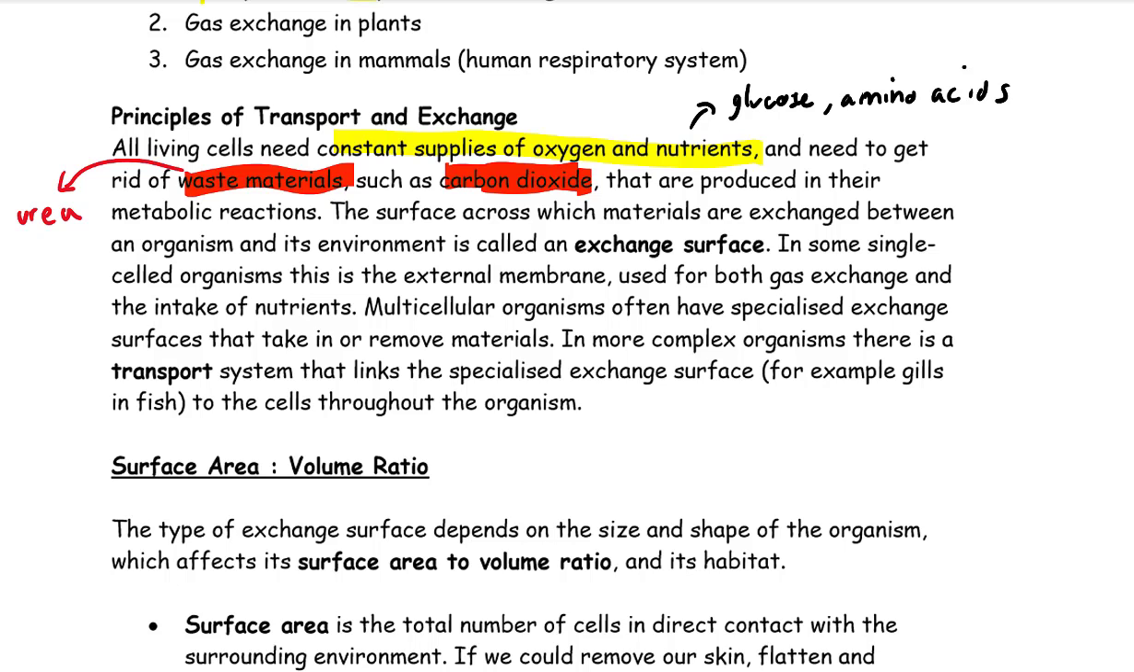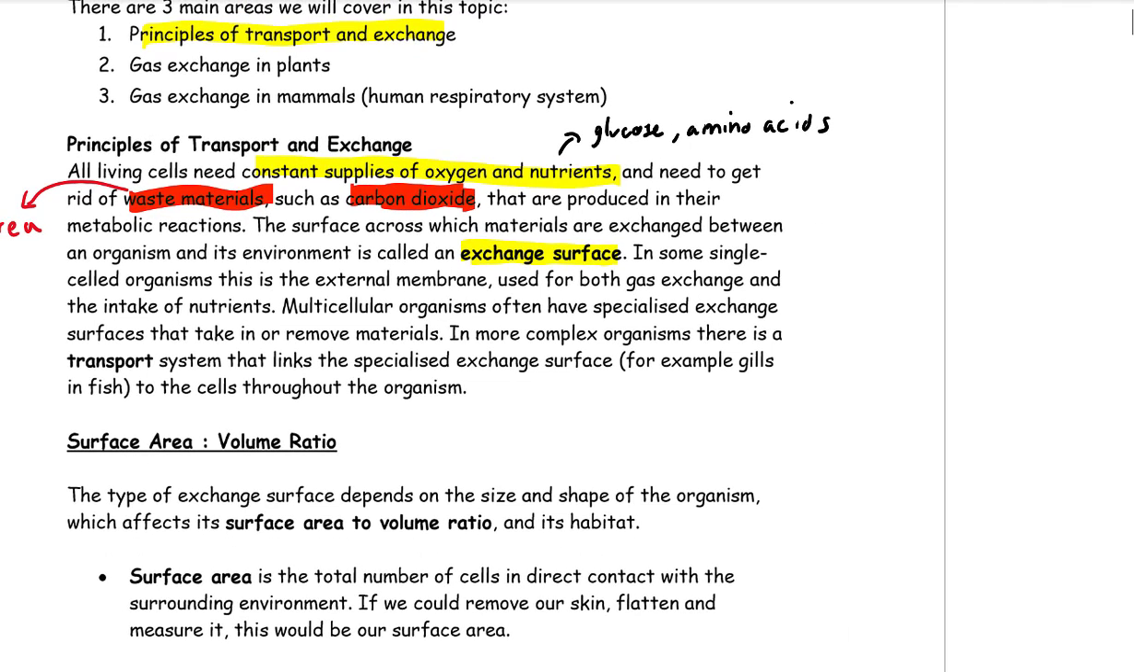Now, to be able to do that, organisms need an exchange surface. And this is basically just a specialized structure in their body where they can exchange materials with their environment. Now, if we have something like a bacteria, its outer surface, so it will have a cell wall, but just inside that, the cell membrane, it will be its exchange surface. And that's fine for little bacteria, fungi, any unicellular organisms.